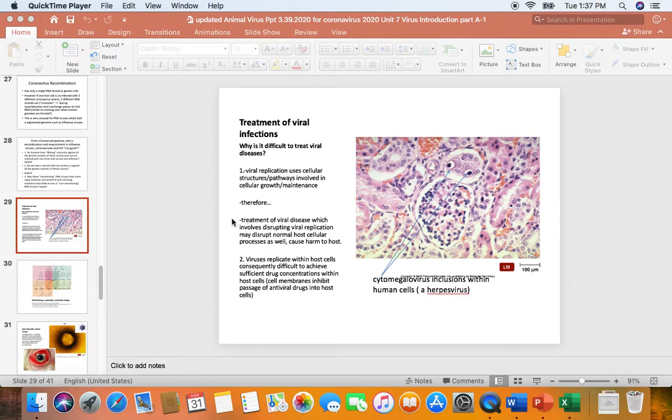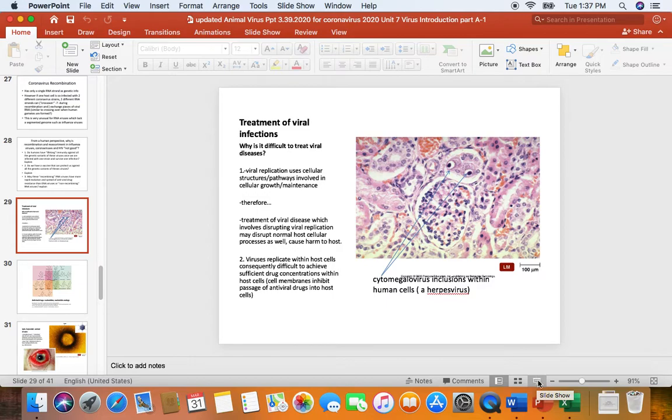So this next one, folks, we'll just very briefly talk about why it's so challenging trying to treat viral infections, why we don't have as much diversity of drugs as we do, say, with bacteria. And then we'll go into different categories of viral infections. Okay, so this is slide 29. So we'll start here.